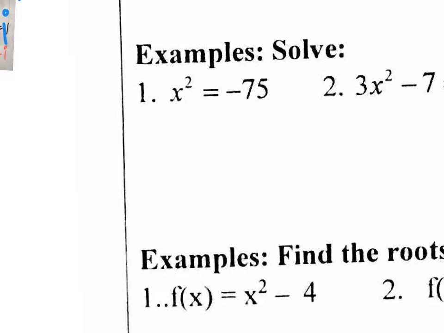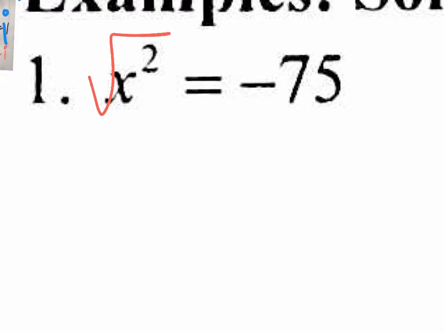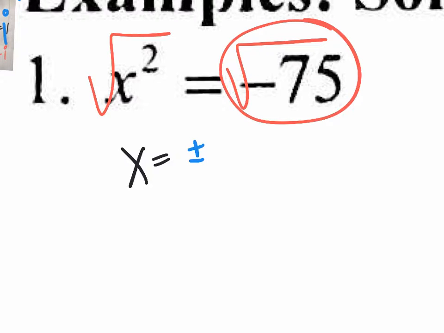Good. Let's solve. How do we get rid of that square? Square rooting. Now remember, when you apply a square root in an equation, you must put a plus or minus in front of your answer. However, let's show our work to the square root of negative 75 up here. You're going to split that into negative 1 times 75.